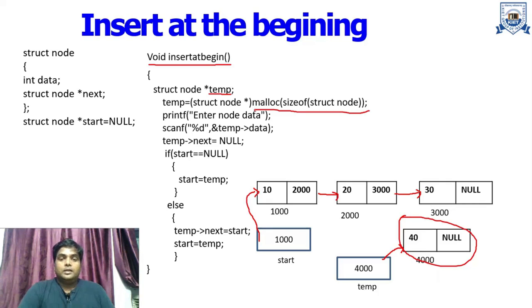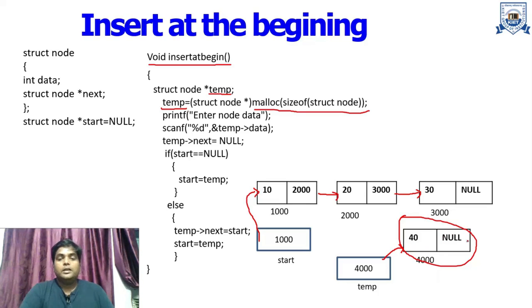Actually this address is of a node, so the return type of malloc is struct node pointer, and the value of this address is stored in the temp variable. Initially the value of temp is 4000, and now temp is pointing to this node. Now we want to insert the data for this node, so we take the data from the user. We generally use scanf temp to data, and here we provide the value 10. The next one is temp to next, which initially is null.